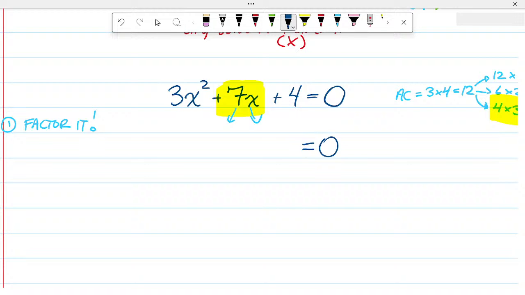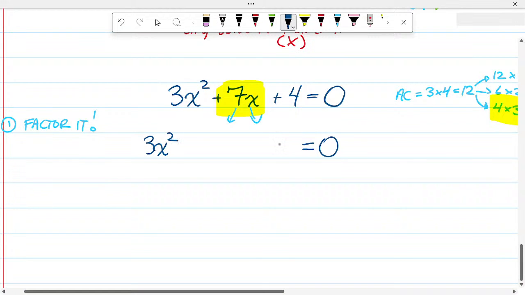Okay, so we would say 3x squared, and that plus 4 doesn't change, but you said we're breaking that 7x into what?